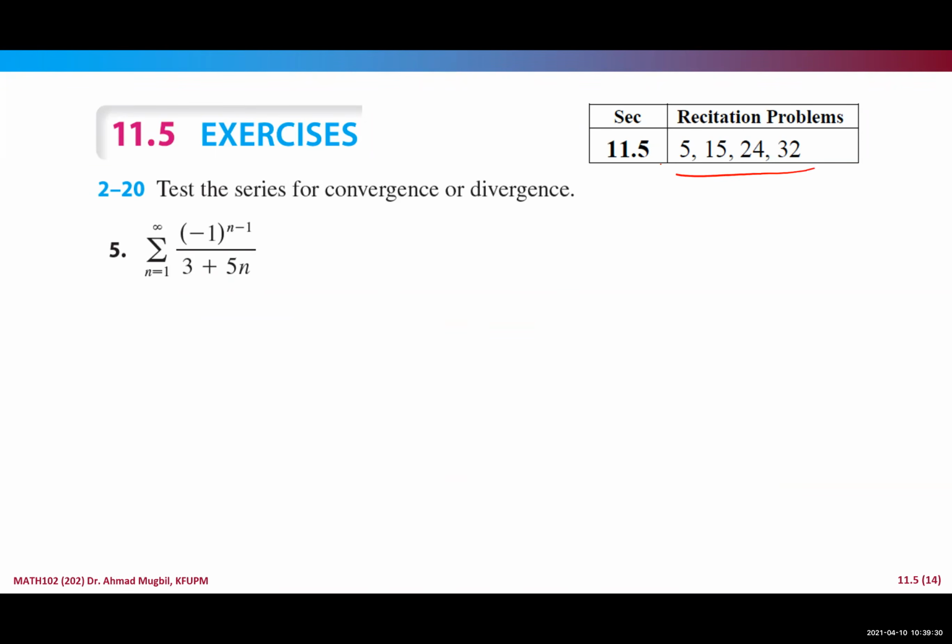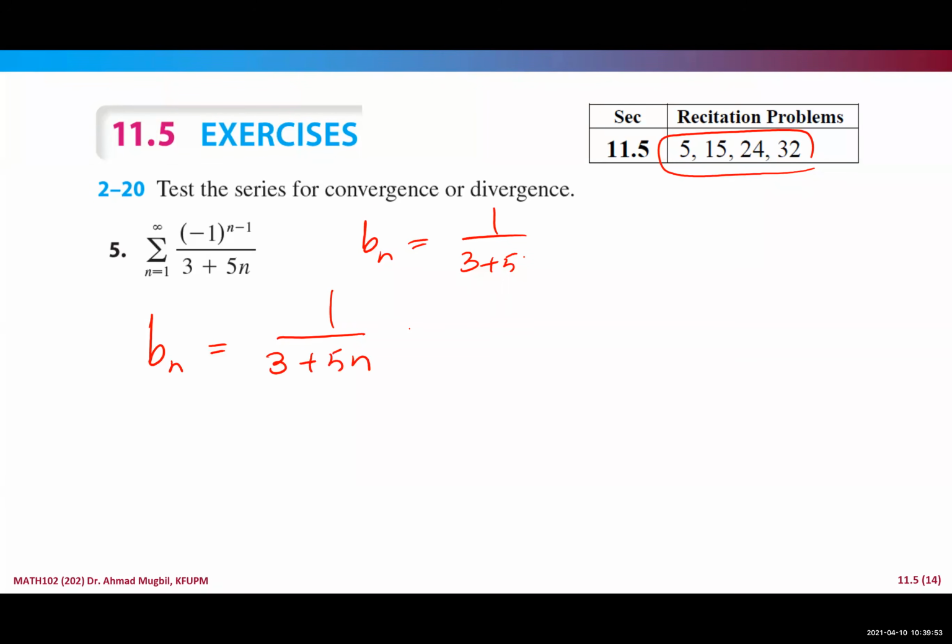We have 4 recitation exercises that are so easy, so I will not spend so much time on them. Here you need to test this one for convergence or divergence. Just ask yourself, what is Bn? It is 1 over 3 plus 5n. Let me write it here. Bn is 1 over 3 plus 5n. What do you think, shabab? Is the limit 0? Does it go to 0 as n goes to infinity?